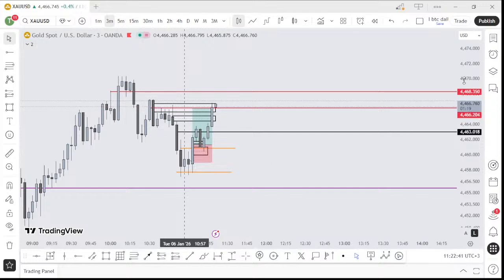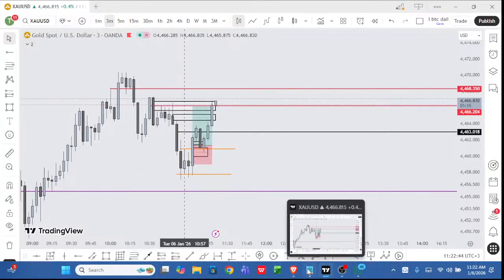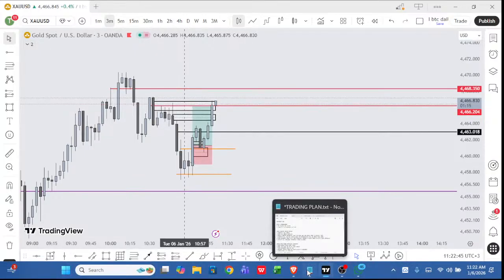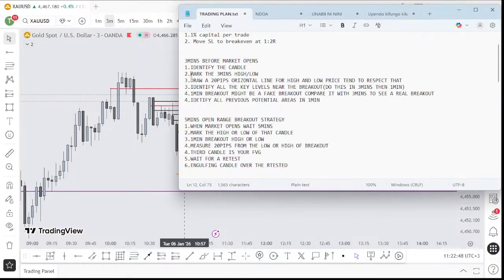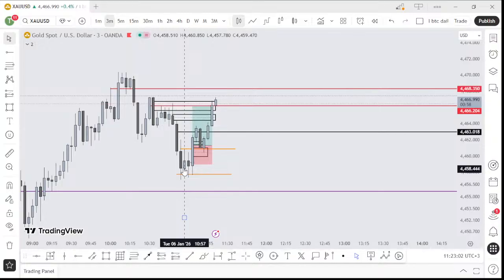But let me just explain what we did here. It is a 3 minute strategy. We are doing scalping, a 3 minute strategy. Number one, you just need to identify the candle. Which candle? The 3 minute candle before the market opens.